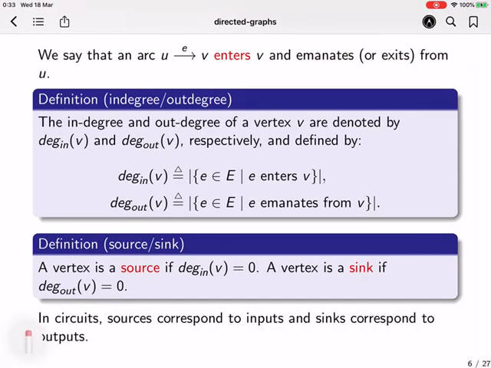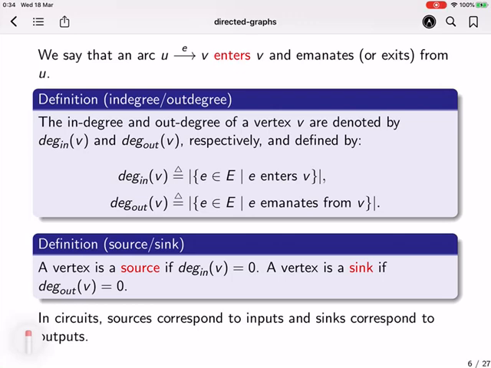Okay, a few more terms. Consider an arc UV, a directed edge from U to V. We say that this edge enters V and emanates from, or exits, U. Now we can define the in-degree and the out-degree of vertices. The in-degree of a vertex V is the number of directed edges that enter V. The out-degree of V is the number of directed edges that emanate from V.